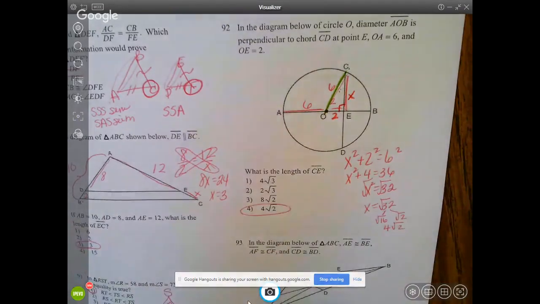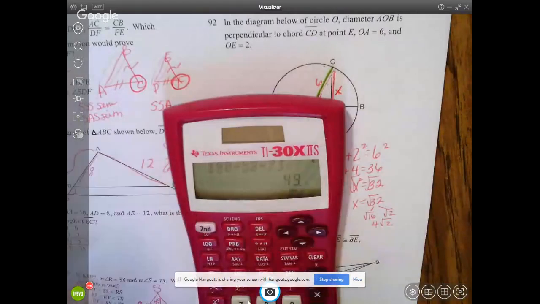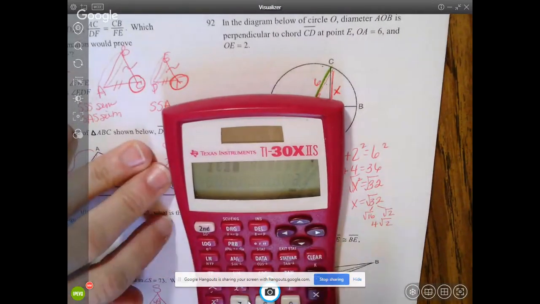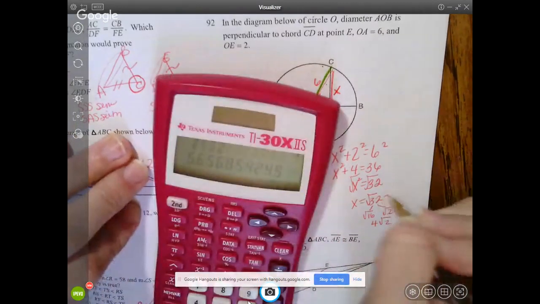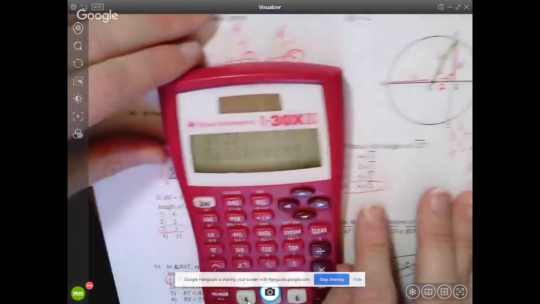But let's say you didn't remember that. The calculator that you take for the EOC is a computer calculator that's embedded in the test. So all you're going to do is do the square root of 32 and get the decimal, 5.6. So now we go to each of these and type it in.